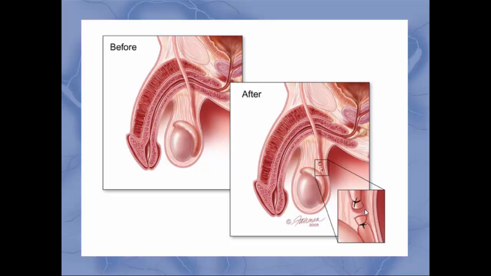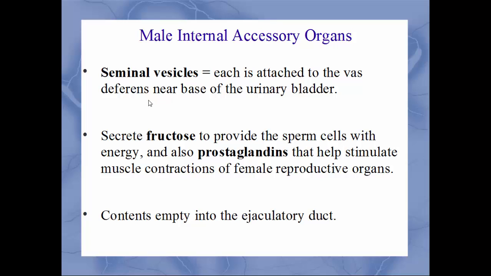So it's important that the surgery is done properly to be effective. All right, next we'll move on to the seminal vesicles. There's going to be two, one on either side of the penis. Each one is attached to the vas deferens near the base of the urinary bladder.